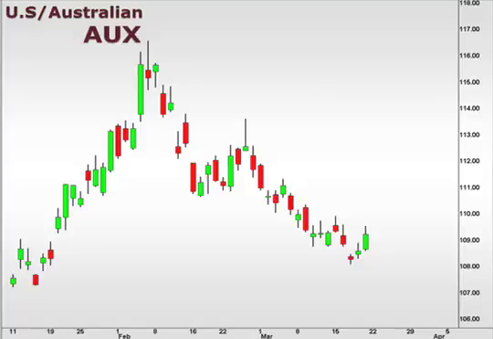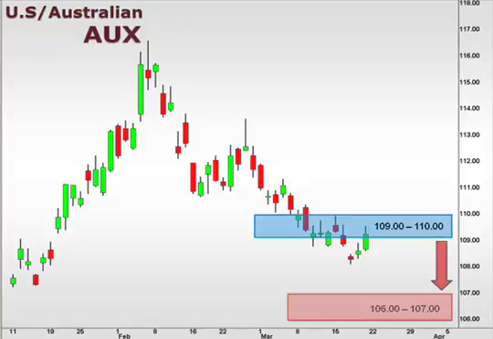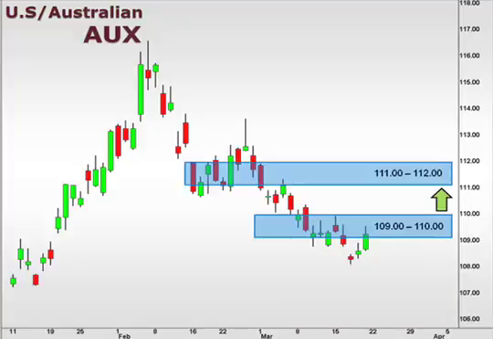Well, the US dollar continues to trend lower against the Australian dollar, as seen here in the AUX. Now, although the pair value closed to the upside towards the end of the week, the 109 to 110 focal zone remains an important overhead resistance. Should the pair value reject here, we may very well see a move to the downside, in which case we would be targeting this 106-107 focal zone. If the pair value breaks and closes above 110, our next logical target would be the 111 to 112 focal zone.